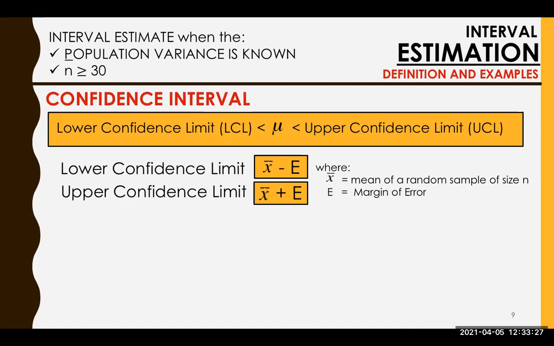To find the lower confidence limit, we simply subtract the margin of error from the sample mean. To find the upper confidence limit, we simply add the margin of error to the sample mean. But the next question is, how can we know the value of the margin of error?